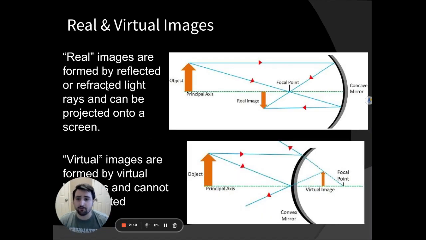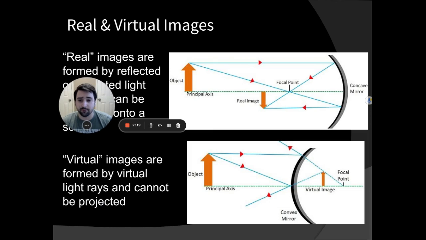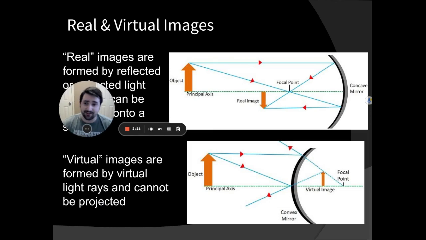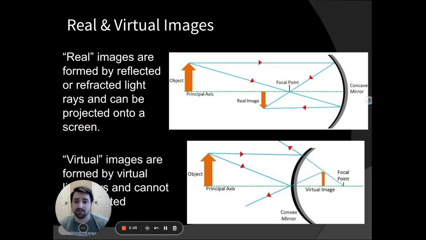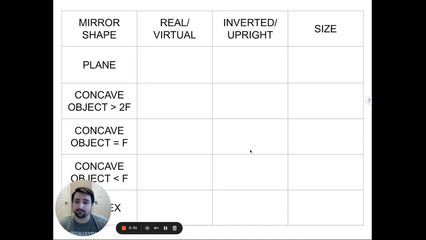A real image is formed by reflected or refracted light rays and can be projected onto a screen, so something that can actually be seen. Whereas a virtual image is formed by those virtual rays extending into the mirror, into that virtual world or that imagination world. So we've got two different examples here where I've got a real image and I've got a virtual image. We're going to fill out this chart, and this should be a document that you got from the sub as well.